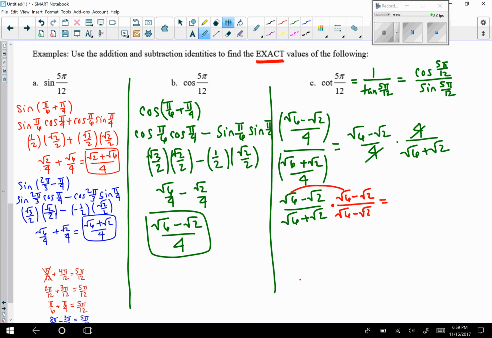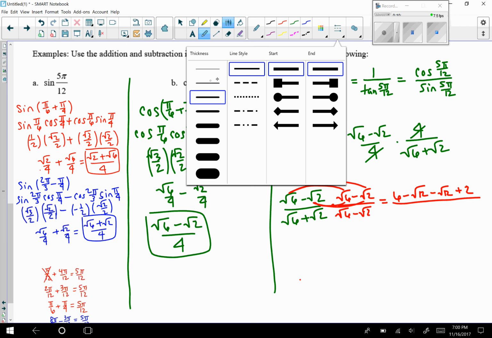So root 6 times root 6 is the square root of 36, which is just 6. And root 6 times negative root 2 would be negative root 12. And we have negative root 2 times root 6 would be minus root 12. And then negative root 2 times negative root 2 would be plus 2. And in my denominator, we're going to do the same thing, FOIL that out.